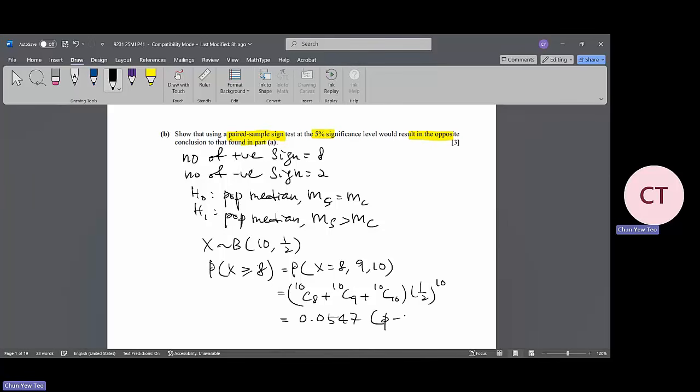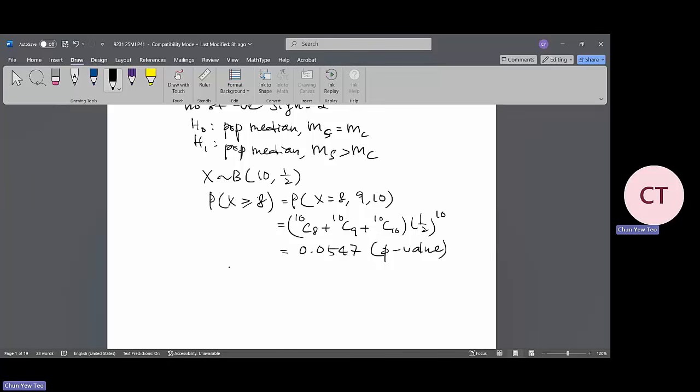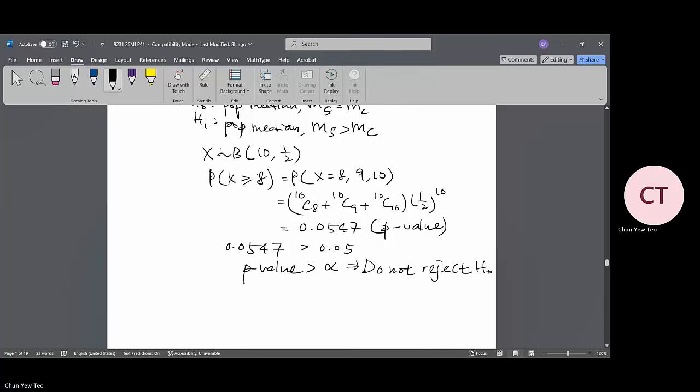This is what we call the p-value. Compare the p-value with the alpha. Your p-value is 0.0547. Your alpha is 0.05. So you can see that the p-value is bigger. If the p-value is bigger, that means you do not reject H0. Okay. So therefore, the conclusion will be opposite.